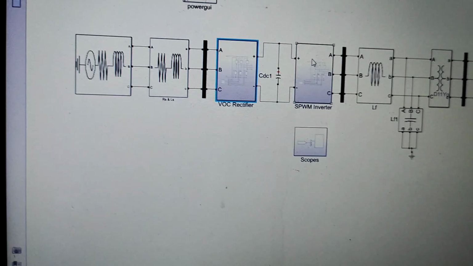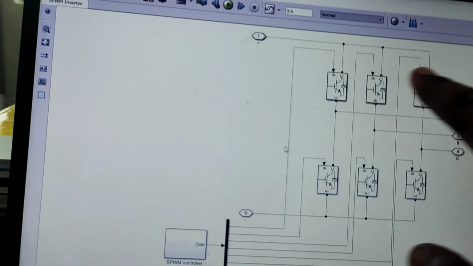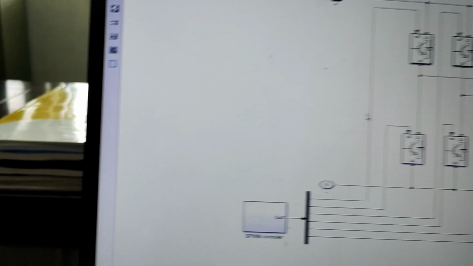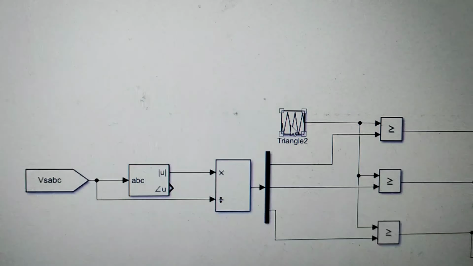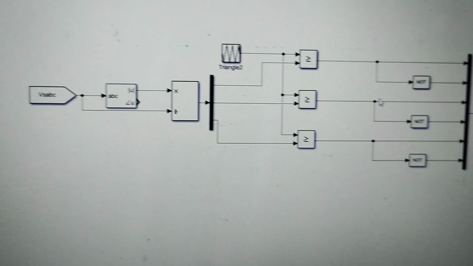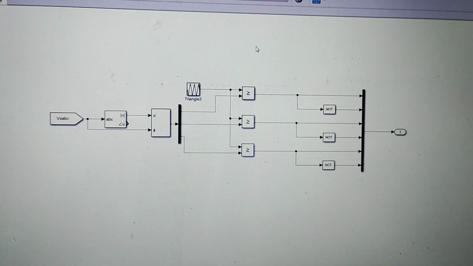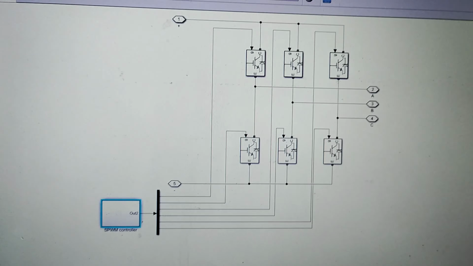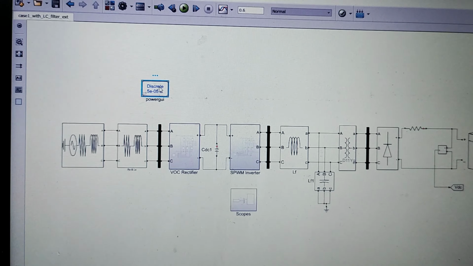And now I am going to the voltage oriented control inverter. Here is the inverter circuit, using power electronics and a single pulse width modulator controller. This is the controller circuit. I am using a triangle wave as the reference wave, so I get this voltage and current. This is my complete controller circuit. After simulating this, I can get these harmonic distortion levels.